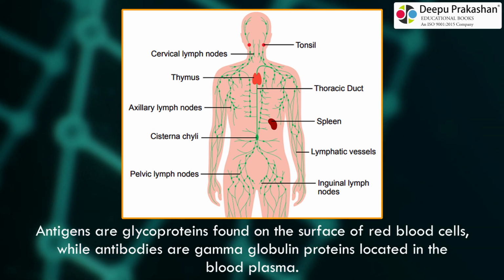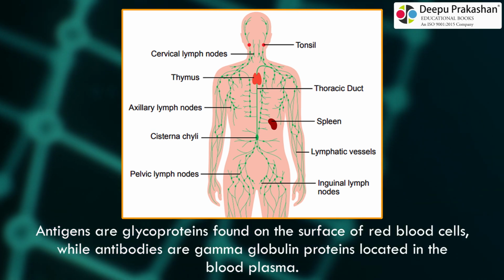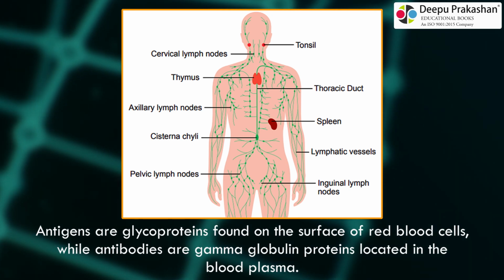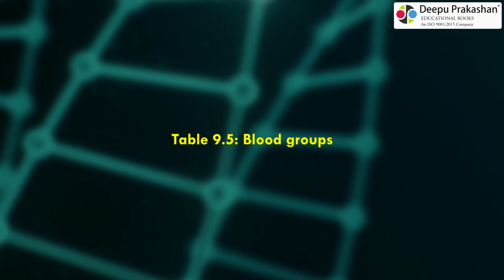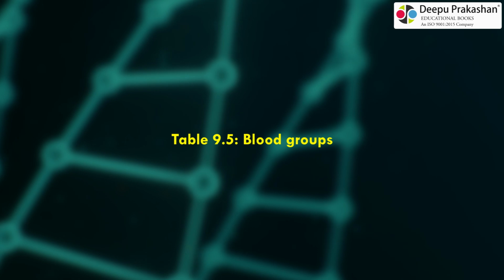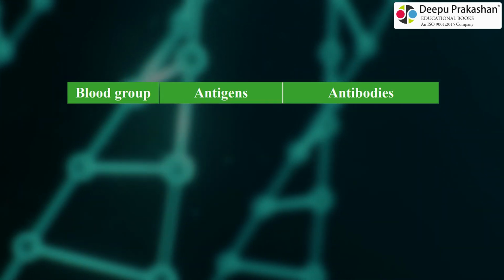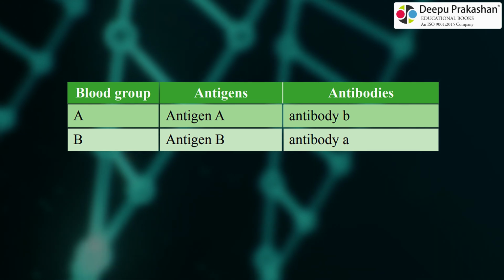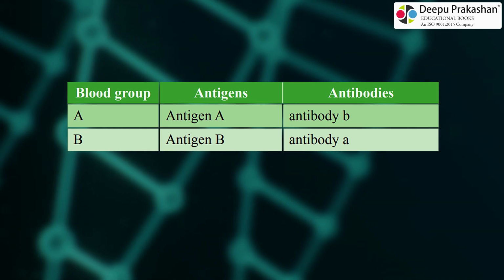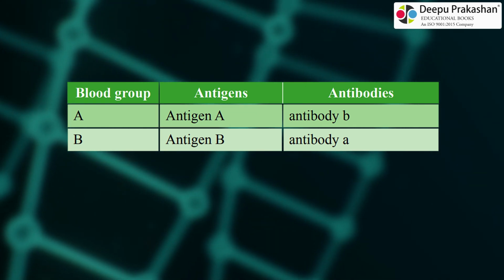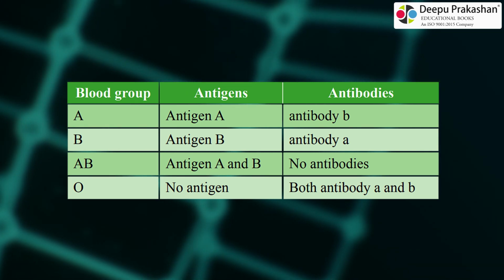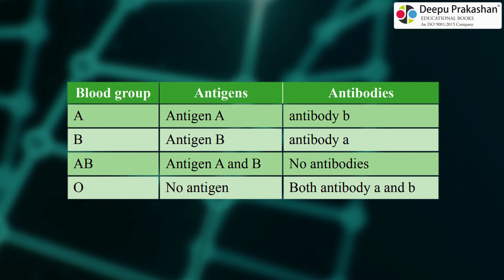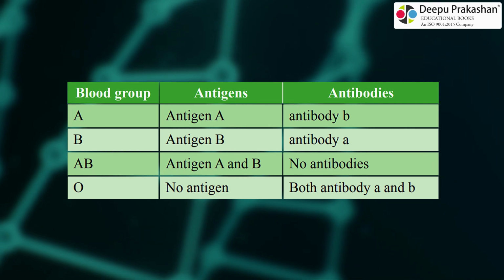Antigens are glycoproteins found on the surface of red blood cells, while antibodies are gamma globulin proteins located in the blood plasma. Table 9.5 Blood groups. Blood group, antigens, antibodies. A: antigen A, antibody B. B: antigen B, antibody A. AB: antigen A and B, no antibodies. O: no antigen, both antibody A and B.